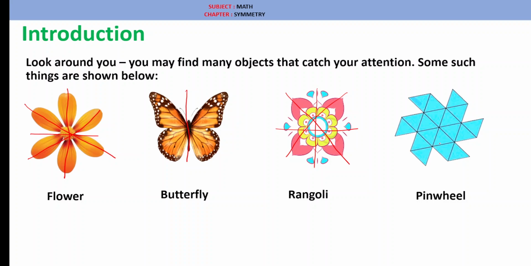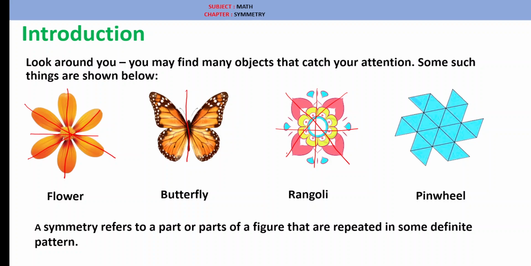So now you might have understood what is a symmetry. Symmetry refers to a part or parts of a figure that are repeated in some definite pattern. If you observe the butterfly, this left hand side and this right hand side are similar. So if we wrap that butterfly picture, it exactly coincides. Similarly for rangoli and flower.